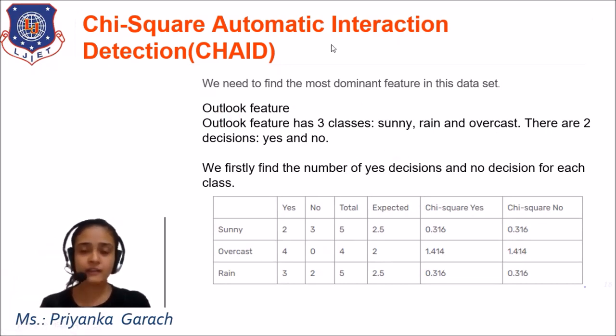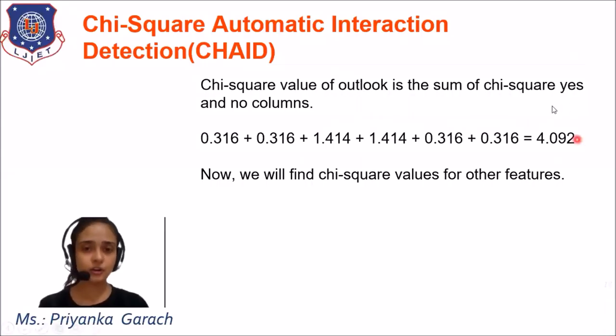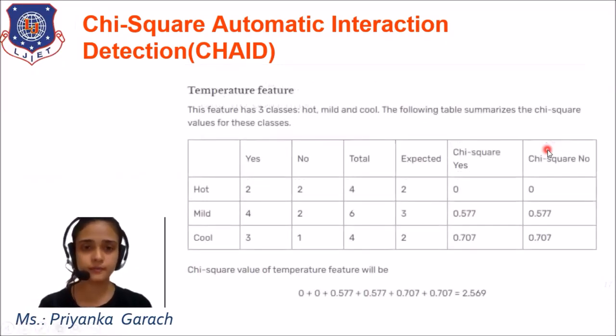So what I will do, I will make the sum of all the chi-square yes and the chi-square no, that is this value plus this value plus this value plus this value plus this value plus this particular value. So like this I will add up all the 6 different values. So the addition of all the 6 different values is present over here. So the final chi-square value of my attribute, that is my outlook, is mentioned over here, that is 4.092.